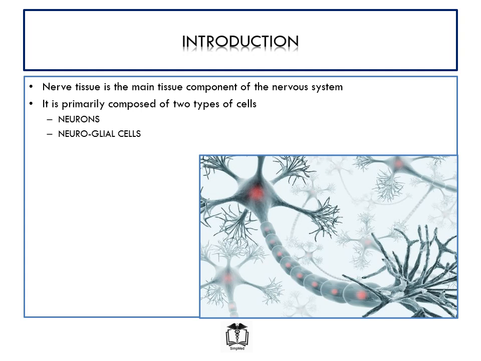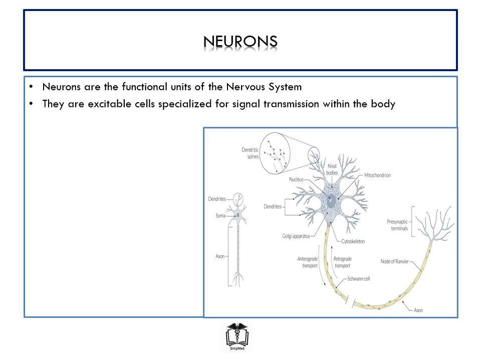And when we talk about a nerve tissue, we talk about a collection of cells that give rise to the nerve tissue. There are two major forms of cells that tend to combine together to form the nerve tissue. This includes the neurons and what we call neuroglial cells or neural supporting cells. So let's start by talking about the neurons.